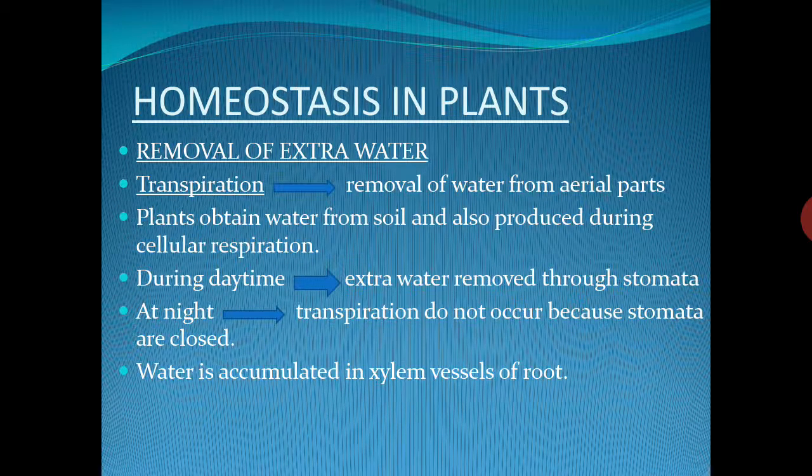Removal of extra water. Extra water is removed through transpiration. Transpiration is the removal of water from aerial parts. Plants obtain water through the soil, and it is also produced during cellular respiration. During daytime, extra water is removed through stomata. At night, transpiration does not occur because stomata are closed. Water is accumulated in xylem vessels of roots.